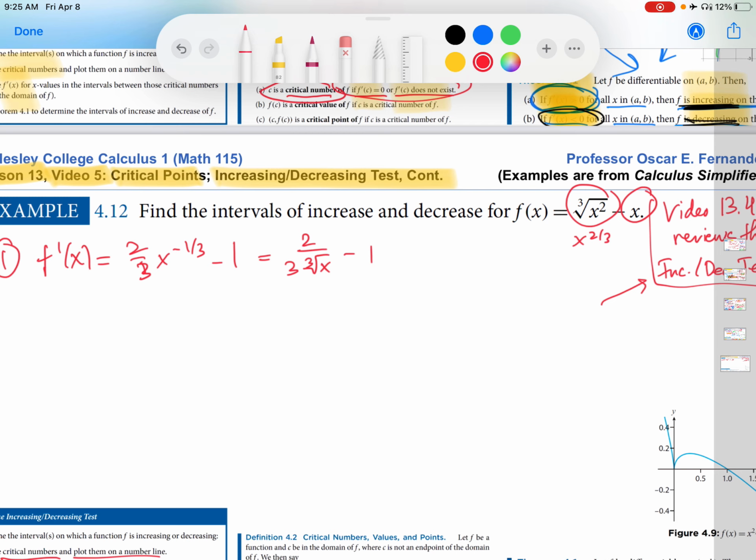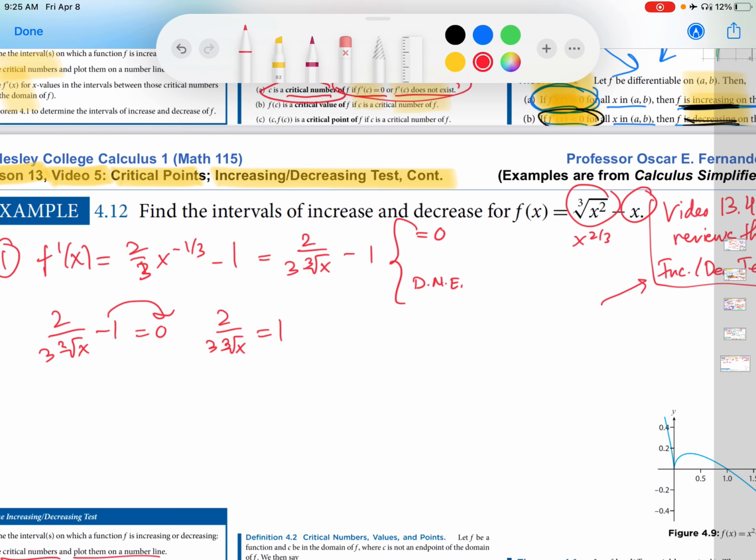So that's the derivative. And now we do two things. We set it equal to 0, and we figure out where the derivative does not exist. Setting it equal to 0 is probably going to be the simplest thing to do here. So I do 2 over 3 times third root of x, minus 1 equals 0. So I would move over the 1. 2 over 3 third root of x equals 1.